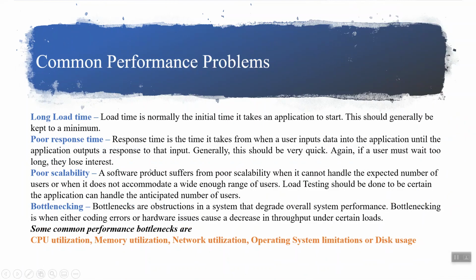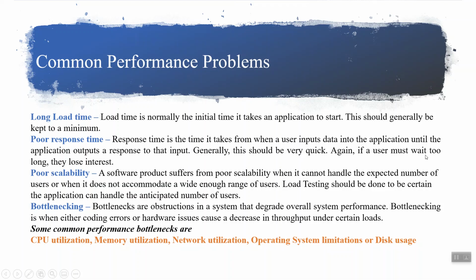Next is common performance problems. While doing performance testing, there are some problems that occur very commonly. Some are listed here. First one is long load time. The load time is normally the initial time it takes for the application to start. Generally, we keep this to a minimum. Second is poor response time. Response time is the time it takes from when a user inputs data into the application until the application outputs a response to the input. Generally, this should be very quick.